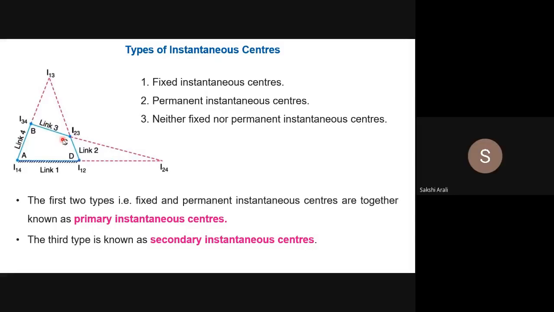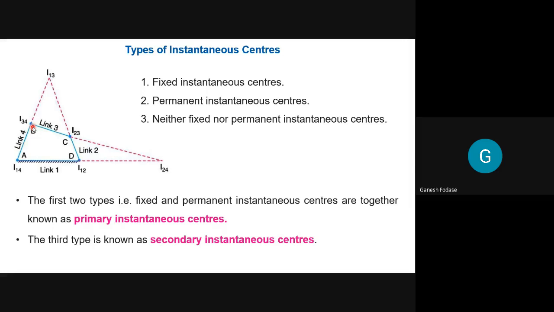No, because link 3 and link 4 are not fixed. Similarly, when I am finding the ICR of 3 with respect to 2, no link is fixed. Similarly for 3 and 4, no link is fixed. So this is not a fixed ICR. If the ICR position will remain at the same point, listen carefully.